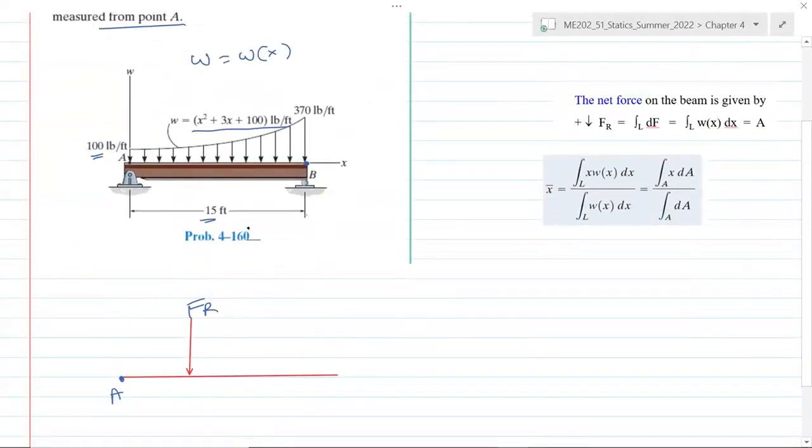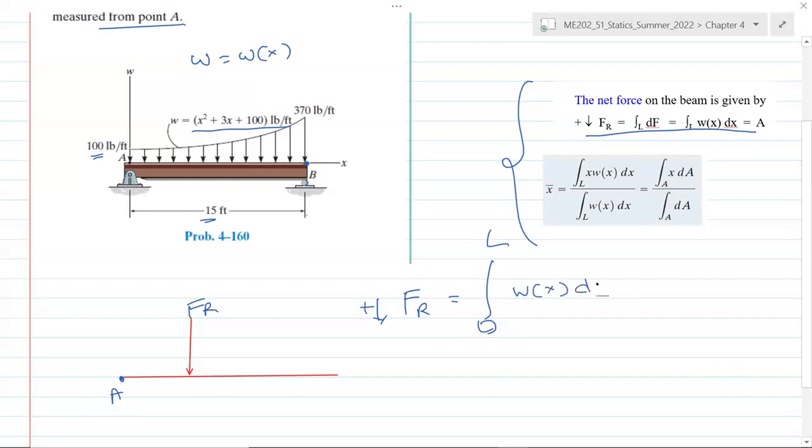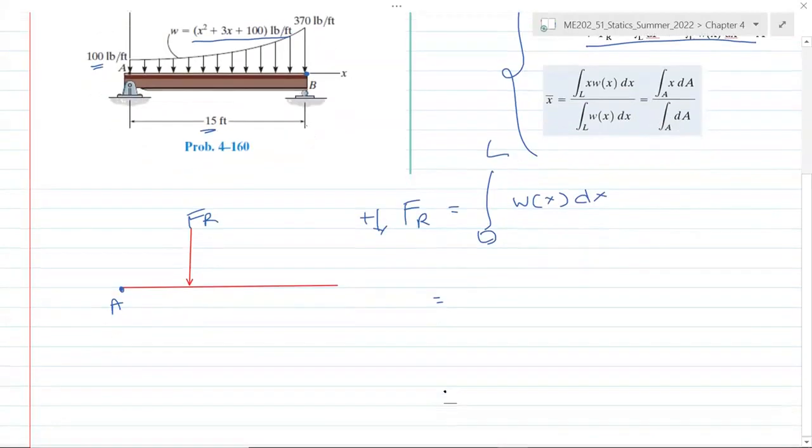So that is the distribution, and for that we will make use of these two equations, which we have seen during the presentation. This is the equation for the equivalent point load. The equivalent point load for this problem, going down is positive, can be calculated using the area under this distribution, which is the integral from 0 to L of W(x) dx. So we can just write the integral from 0 to L of x squared plus 3x plus 100 times dx.